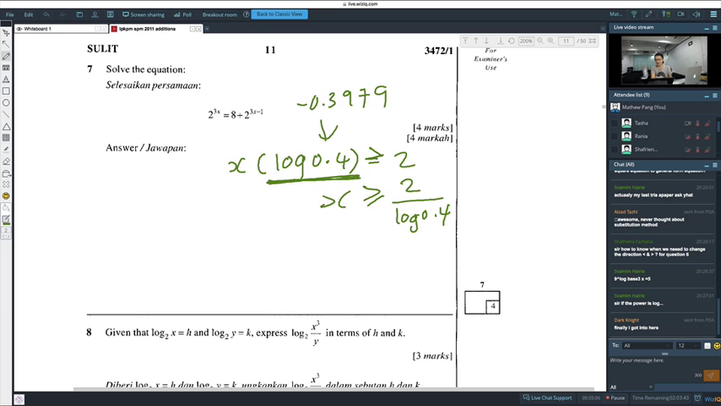Why? Because whenever the log is 0 point something, it is a negative value. So if this is a negative value, you cannot use this sign. You have to change into this sign. Alright, this is what happens with log. Whenever your log value is between 0 and 1, it is negative. If the log value is less than 0, it's a math error. Log cannot be 0 or less than 0. If the log is 1 and above, the log will be a positive value.